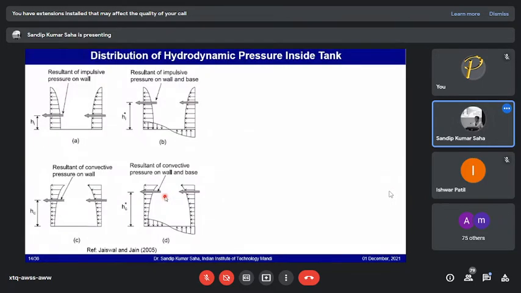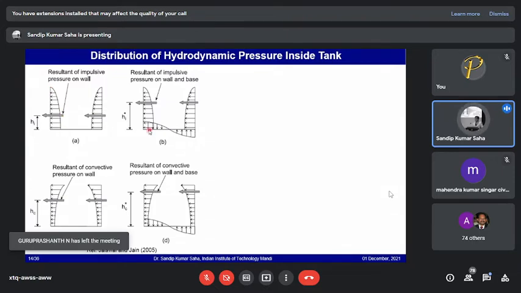So I was talking about the distribution of pressures. Now you can look at this figure. This figure shows how the hydrodynamic pressure inside liquid storage tanks can be represented when subjected to horizontal earthquake shaking. The impulsive mass will typically create a pressure in this mode, whereas for the base pressure, there will be compression in this direction and tension in this direction, so the base will also be subjected to some pressure.